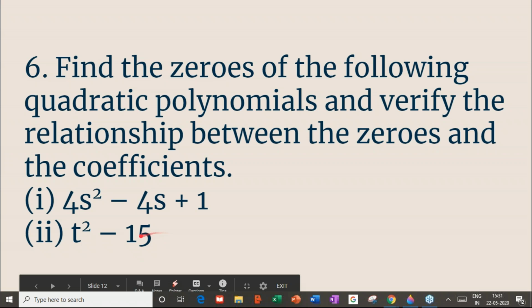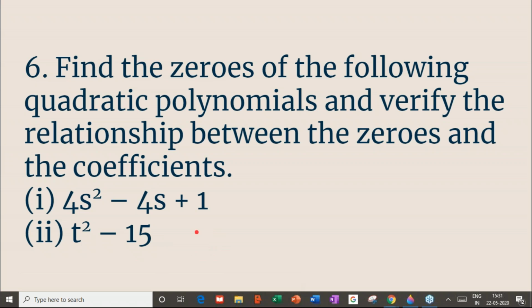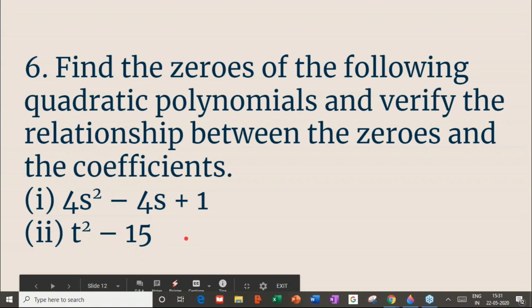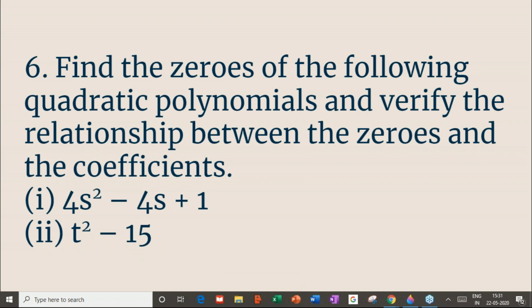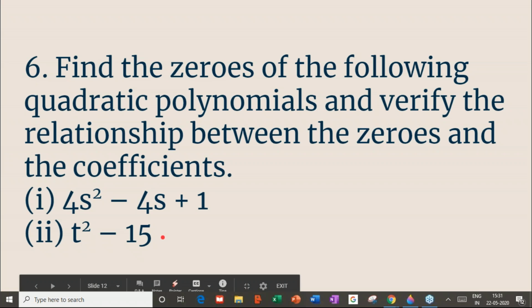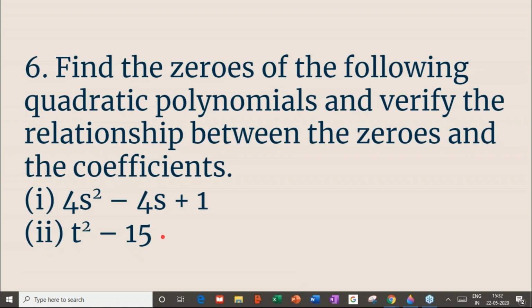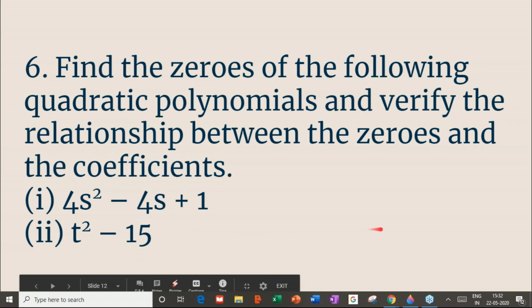Okay, so it's t square minus 15. You first, what do you do? Find the zero. So you equate it to 0, right? So it will be t square minus 15 is equal to 0. So t square is equal to 15 or t is equal to plus minus root 15. No, Sanat, it will be plus minus root 15. There will be two zeros. Ritu, did you get it now? Plus minus root 15. Yes, Shardul. You didn't get why plus minus? Okay.